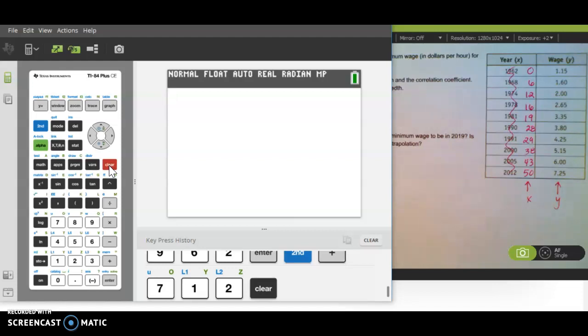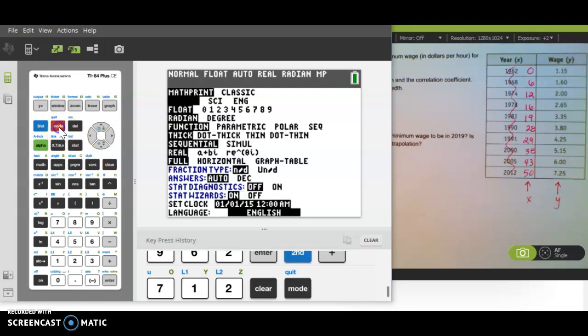First thing we have to do is turn on the stat diagnostic. If we do not do that, we will not see the R equals, that coefficient. So what we want to do is go to mode and go down all the way to stat diagnostics and turn it on.